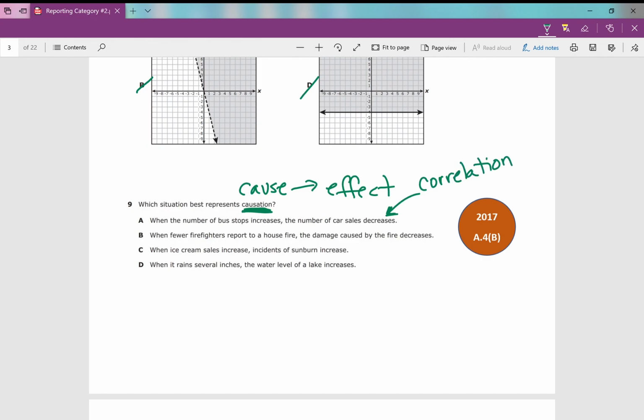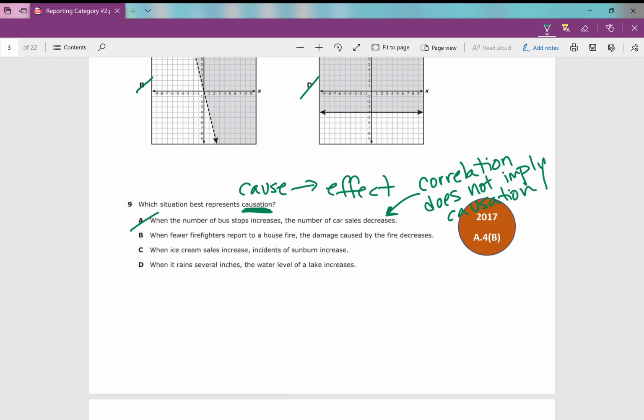Just because there's a correlation, that does not mean or does not imply causation. So even though there may be a relationship between the two things that we're talking about, one does not directly cause the other. So when we go through our answer choices, A says, when the number of bus stops increases, the number of car sales decreases. Well, there could be some kind of correlation between those two things, but one does not directly cause the other. So even though there could be a correlation, one doesn't cause the other.